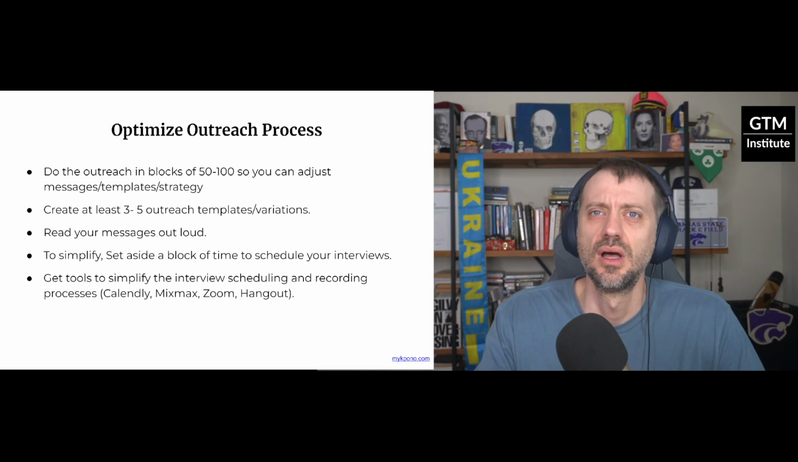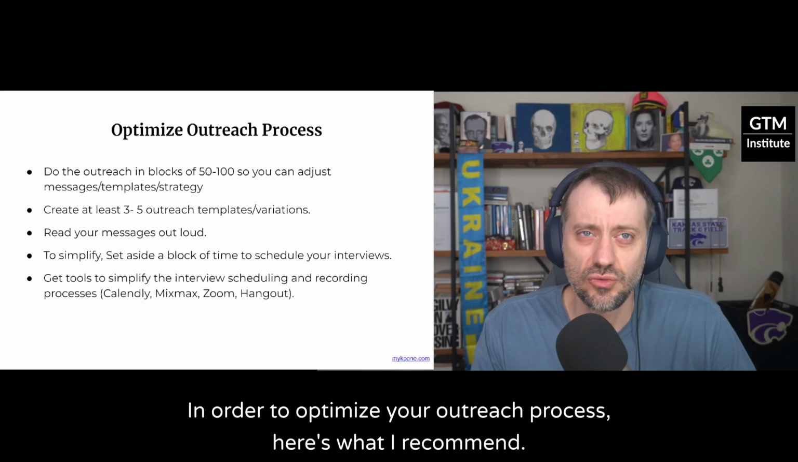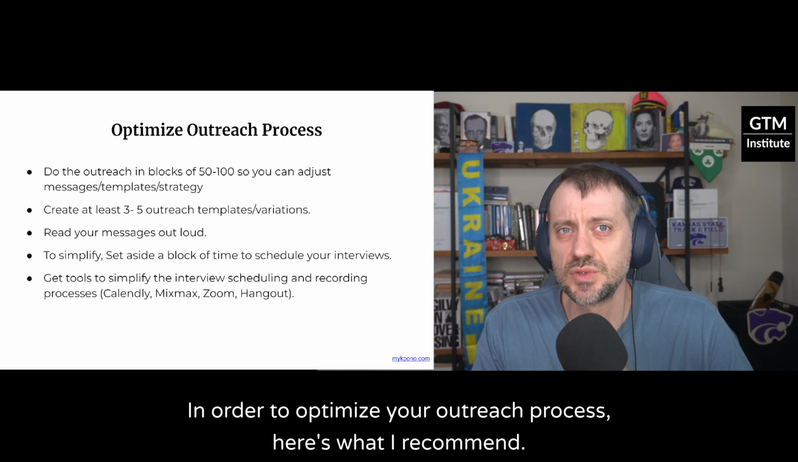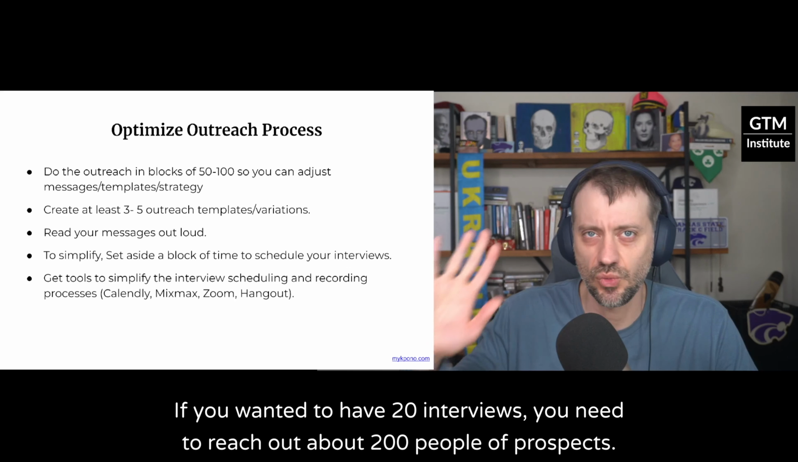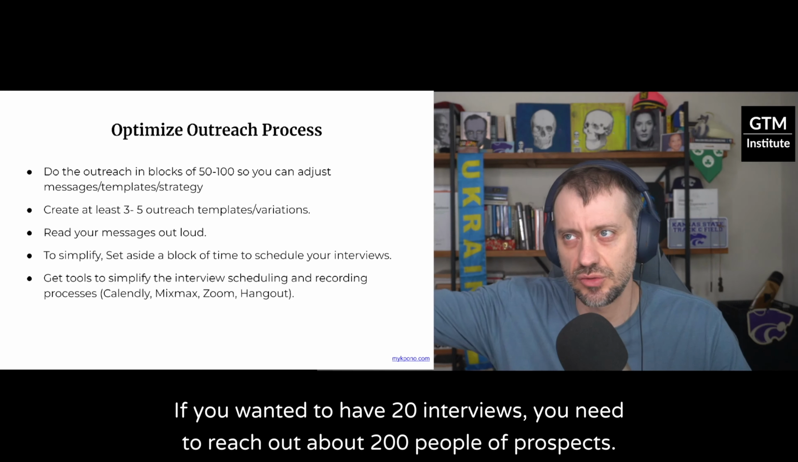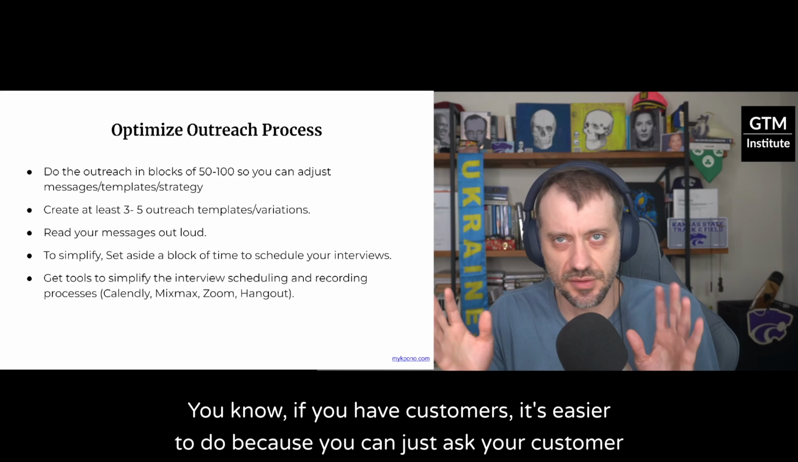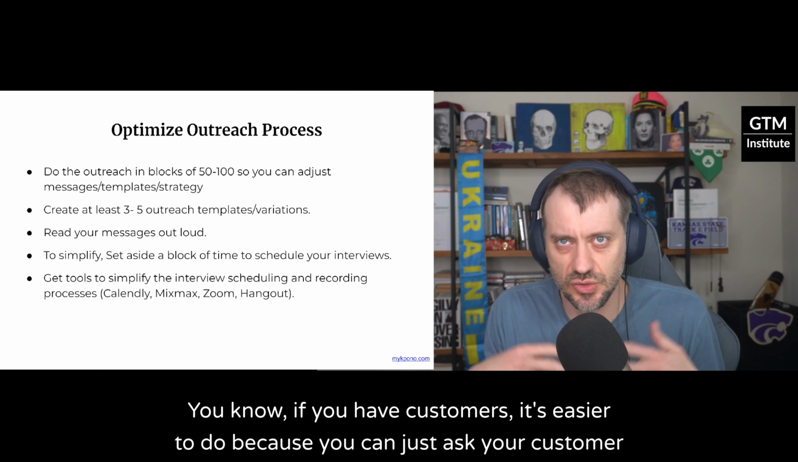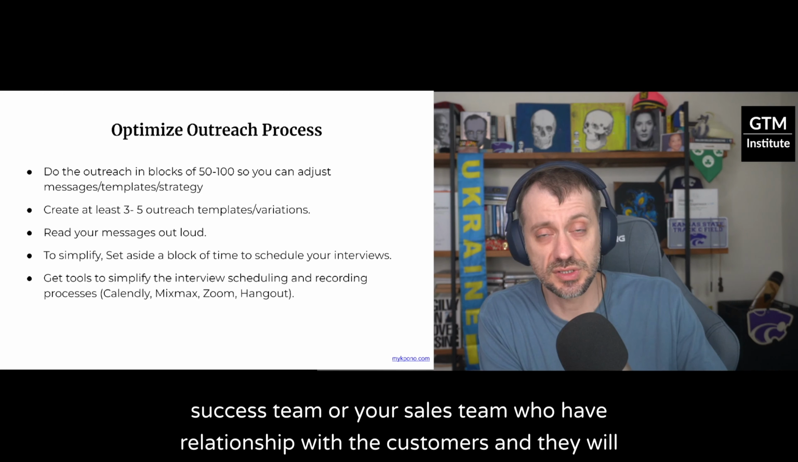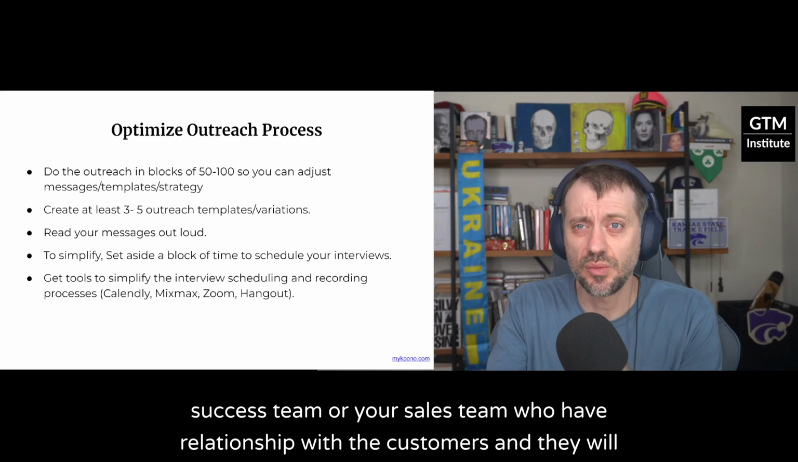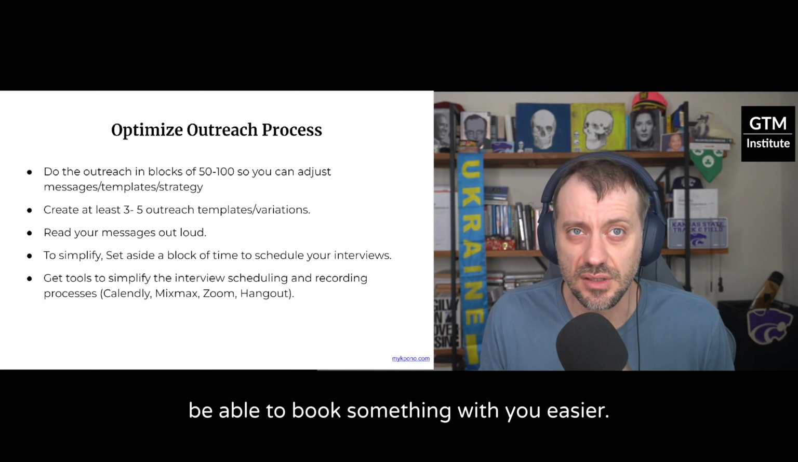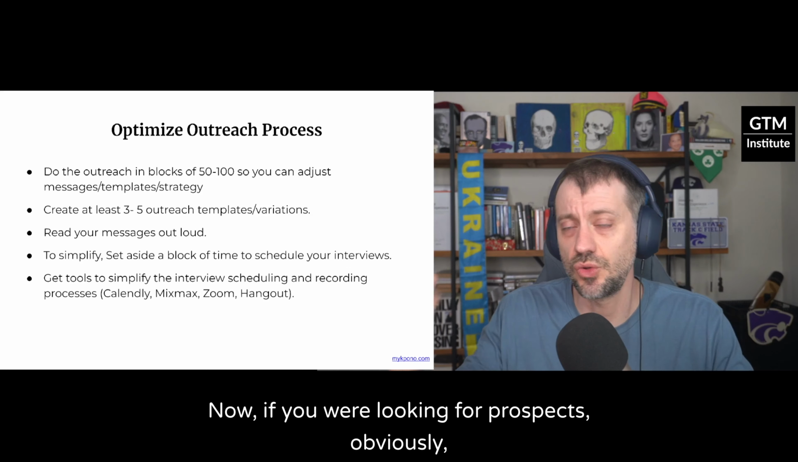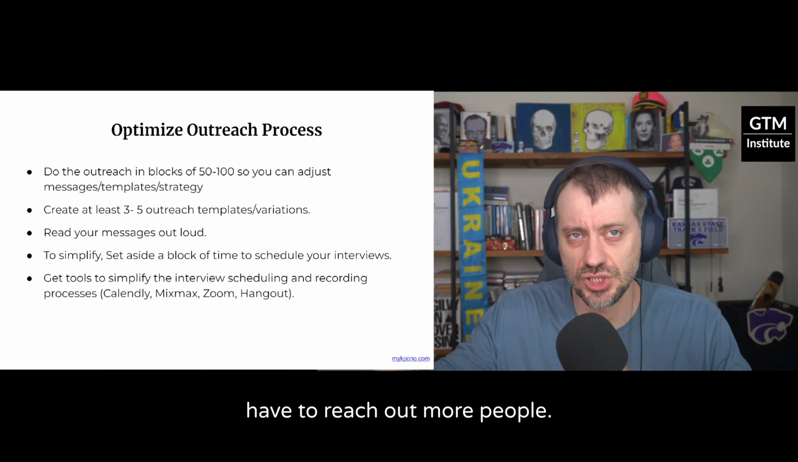Now, in order to optimize your outreach process, here's what I recommend. We talked about that. If you want to have 20 interviews, you need to reach out to about 200 prospects. If you have customers, it's easier to do because you can just ask your customer success team or your sales team who have a relationship with the customers, and they will be able to book something with you easily. Now, if you were looking for prospects, obviously you have to reach out to more people.